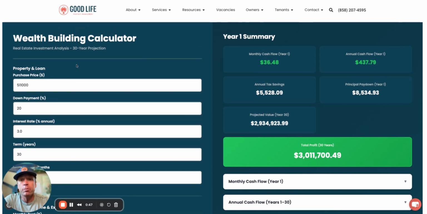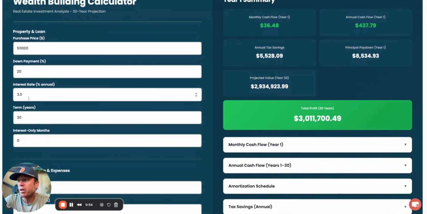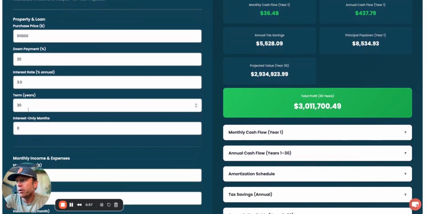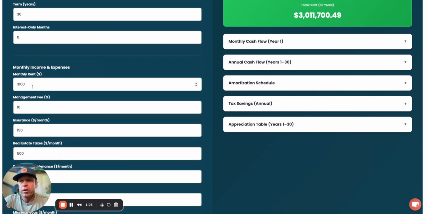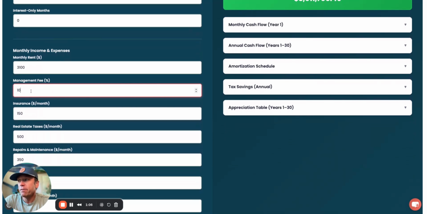So let me walk you through this. I used a real property we brought on in July of 2025. It was purchased in 2020 for $511,000, 20% down, 3% interest rate, 30-year term, not interest only, but you can put that here if you'd like. The monthly rent currently is $3,100. By default, there's a 10% management fee. You can adjust this up and down, but this is meant to be all-encompassing. Even if we charge an 8% management fee, we have a leasing fee and an inspection fee, so just figure 10% as a nice round number.